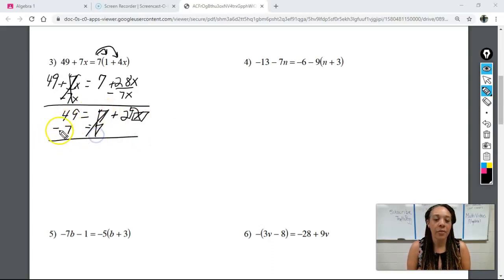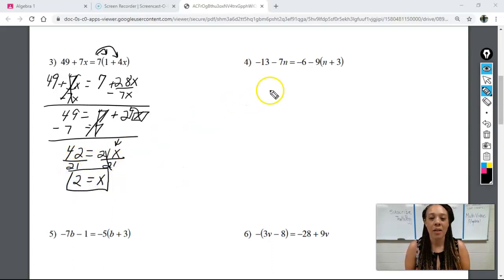These cancel out, and 49 minus 7 is 42. Over here, I just have left over my 21x. Your mind should be thinking, I think I see a relationship between 21 and 42. Divide out 21 on both sides. And yes, 42 divided by 21 is again the number 2 like we saw in problem number 1.